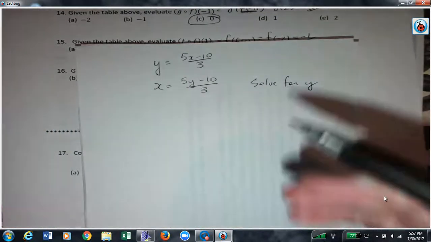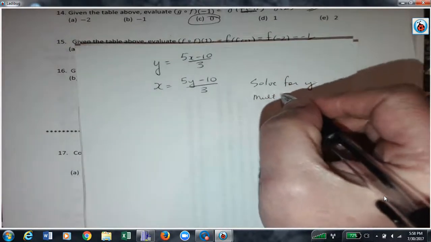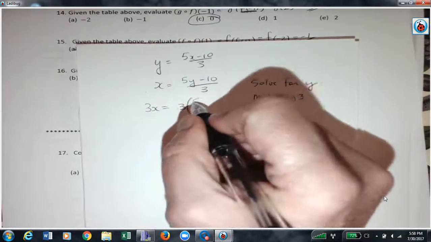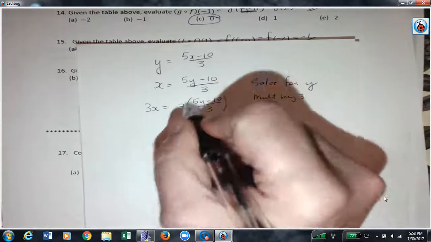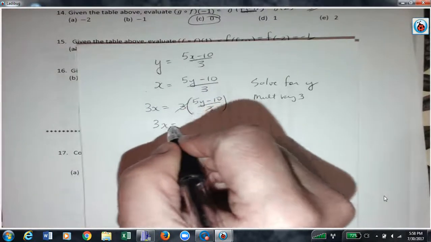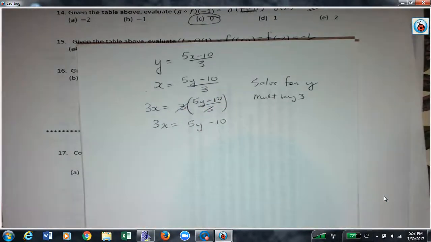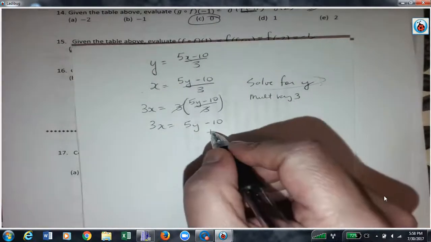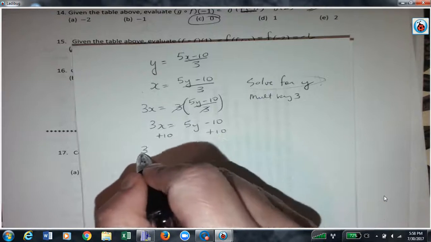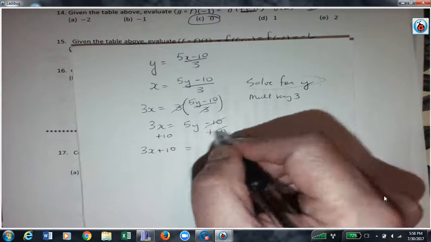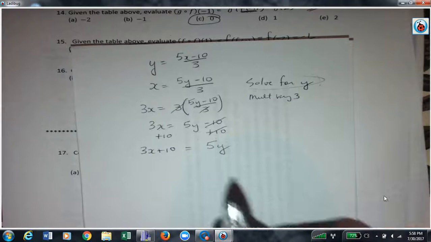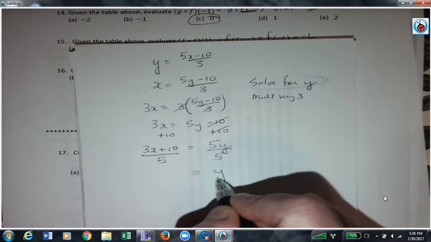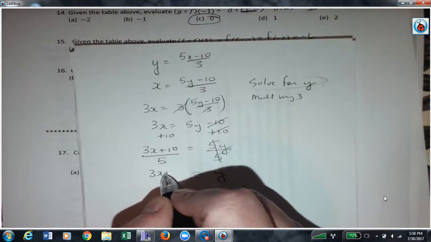Well, what I'm going to do first is multiply both sides by 3. So 3 times x, and then 3 times this. Well, this is a fraction, so the 3's are going to cancel. Now, in solving for y, you want to get y by itself. So what I'm going to do next is add 10 to both sides. So over here I have 3x plus 10. Those cancel and I have 5y. To get y by itself now, I'm going to divide both sides by 5. So the 5's cancel and I'm left with that.